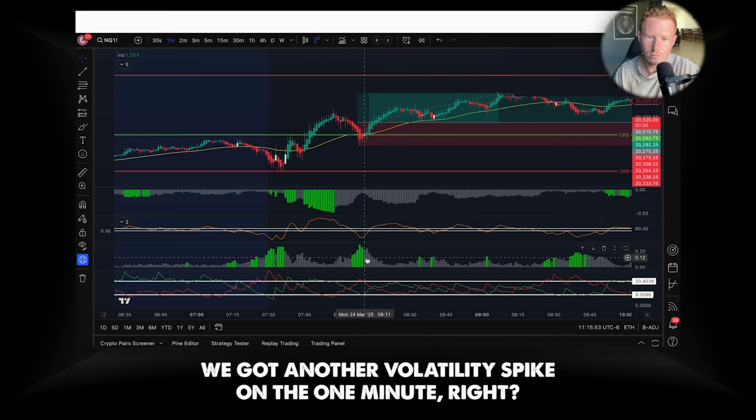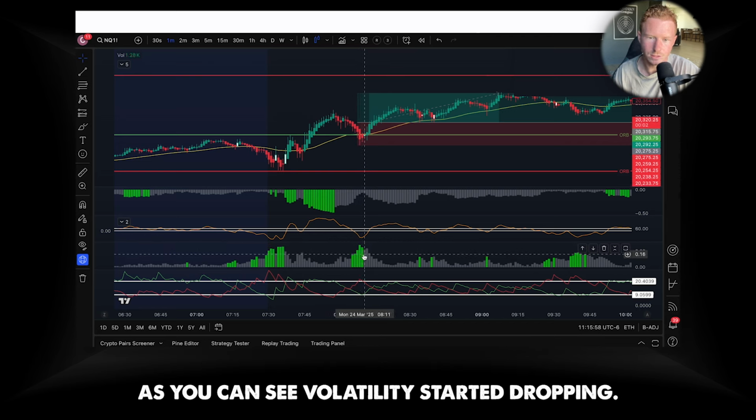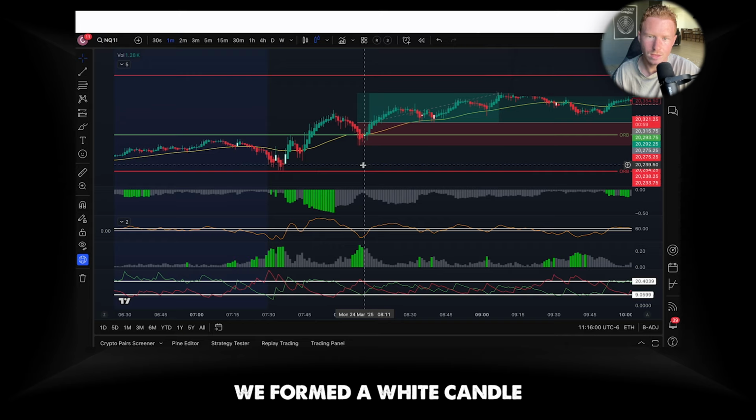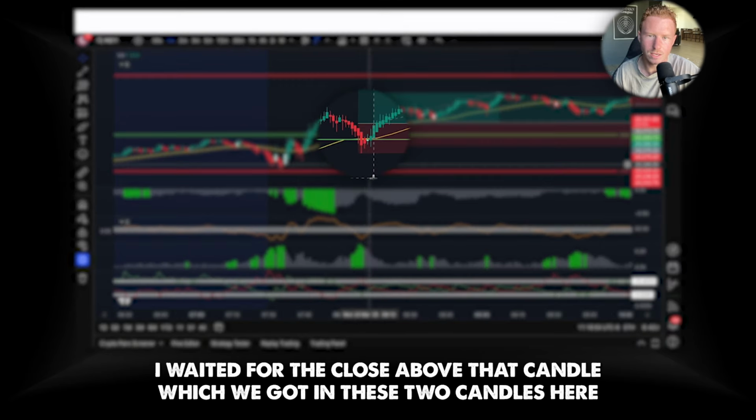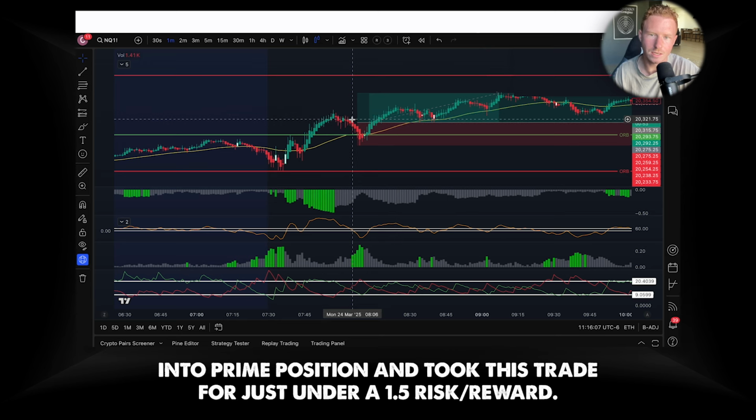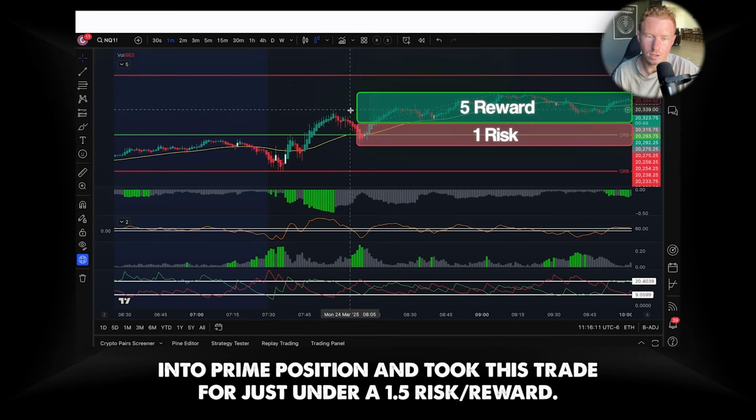We got another volatility spike on the 1 minute, right? As you can see, volatility started dropping. We formed a white candle. I waited for the close above that candle, which we got in these 2 candles here, entered my position and took this trade for just under a 1.5 risk reward. And that was the trade.